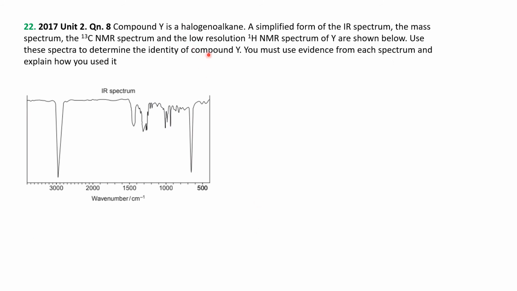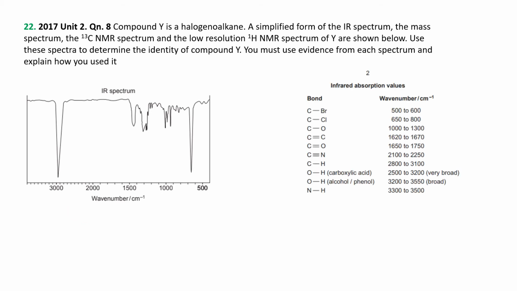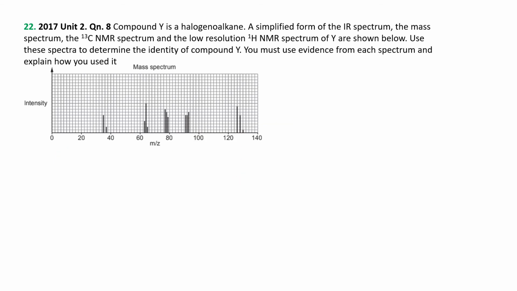Compound Y is a halogenoalkane. The mass spectrum, low-res, and the proton NMR of Y are shown, along with a simplified version of the IR spectrum. Use these to determine the identity of Y. You must use evidence from each spectrum and explain how you used it. So looking at the IR first of all, what can we get? Well, there's this lovely peak here at about 650, so that would imply that our halogen is a chlorine. And then this big sharp peak here is C-H.